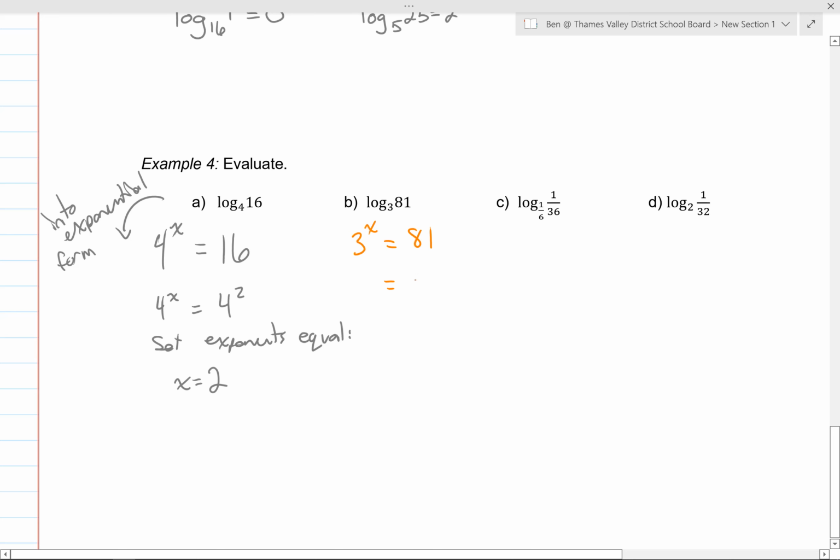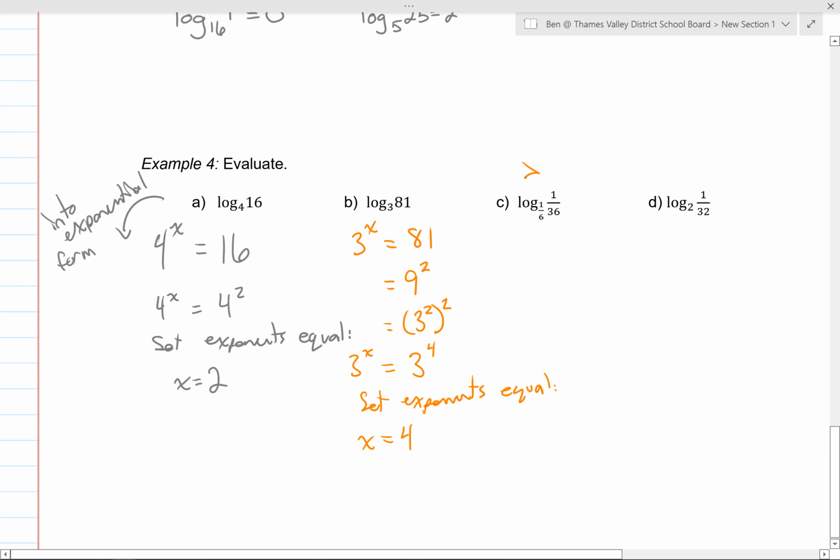I could do this in a couple of ways here. You might know 81 equals 3 to the power of 4. Or you might say 81 equals 9 squared, and then I know how to break 9 down. So 9 is 3 squared. It's still being squared out here. We can use our exponent laws. That means that 3 to the power of x equals 3 to the power of 4. Well, now I can set the exponents equal. Nice and easy, x equals 4.